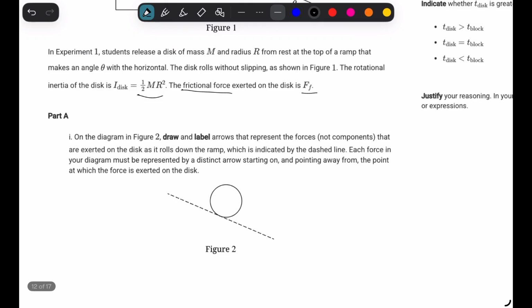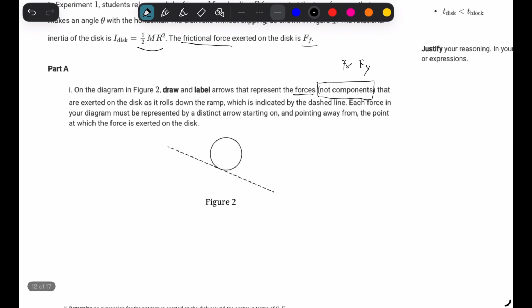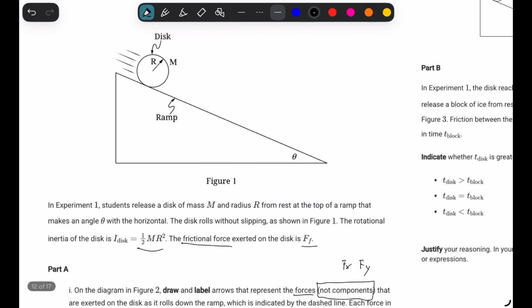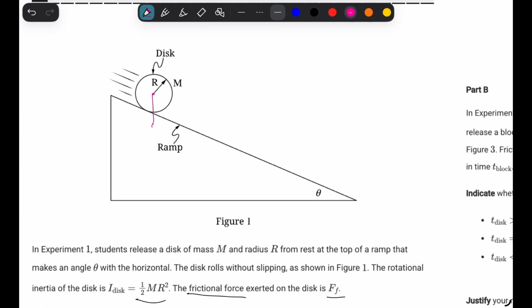On the diagram in figure 2, we want to draw and label the arrows that represent our forces. You do not ever want to draw your components, for example, no Fx, no Fy on a force. You only want to have just the force that you have. Now, because we have this ball on the incline, acting at the center of mass, you have the weight equal to mg.